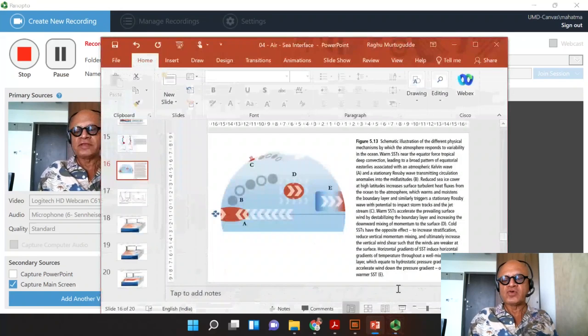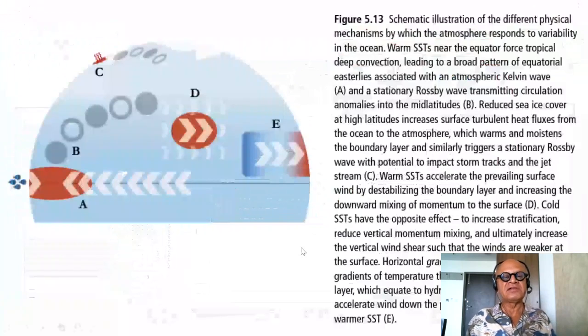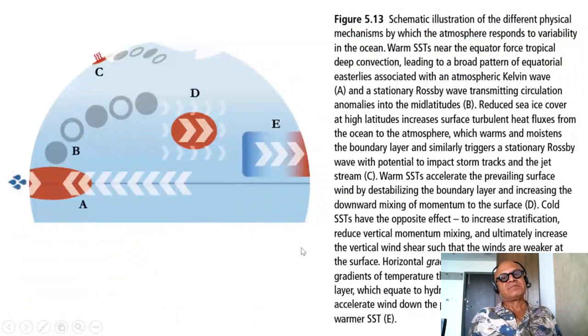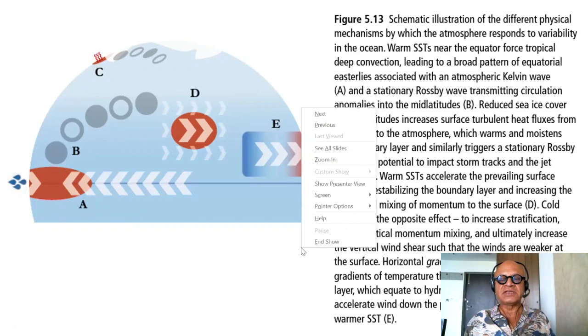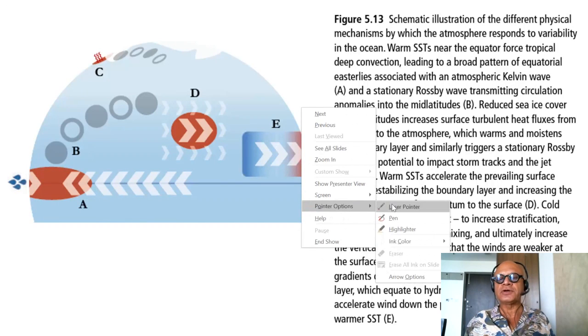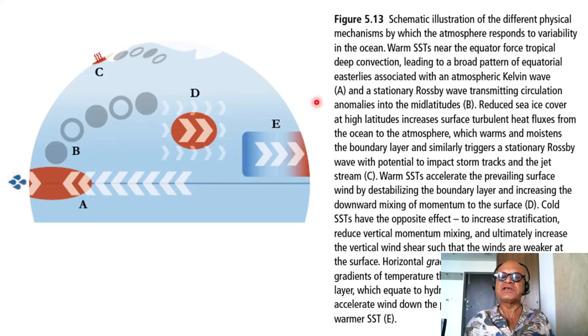Let's add a few more details to the fundamentals of how the atmospheric response to ocean variability occurs. This is a schematic illustration of the different physical mechanisms by which the atmosphere responds to variability in the ocean. Warm SSTs near the equator force tropical deep convection, which we looked at with the Walker cell, leading to broad patterns of equatorial easterlies associated with an atmospheric Kelvin wave.